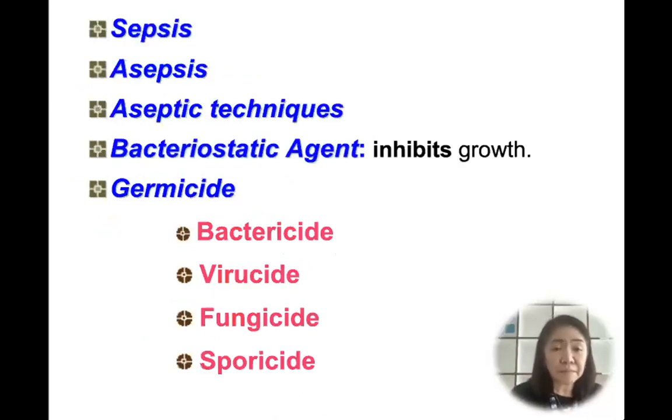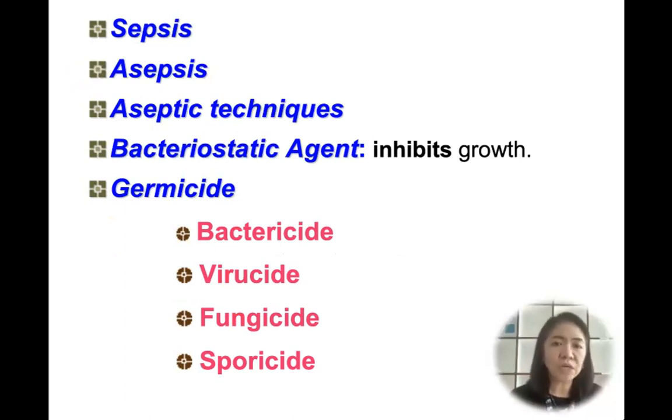Sepsis is the presence of bacterial, microbial organisms in the body. Not just the microbes, but also their toxins and their dead bodies are present. Asepsis refers to the opposite of sepsis. When we say asepsis, it is devoid of infectious materials.